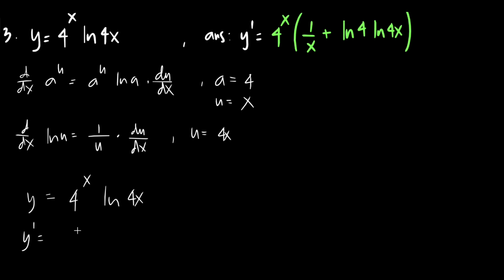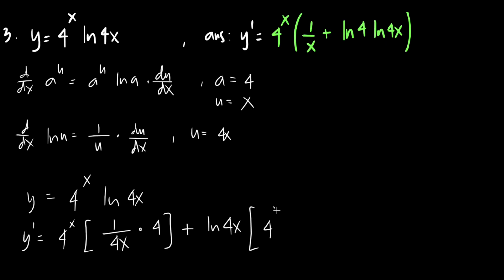So y prime is equal to, it is in the form a^u, where a is the constant. Just copy first, 4 raised to x. The derivative of ln of 4x is 1 over u, where u is equal to 4x. The derivative of 4x is 4, plus, just copy ln of 4x. The derivative of 4 raised to x is a^u, so 4 raised to x, ln of a, where a is equal to 4, times du over dx. The derivative of x is equal to 1.